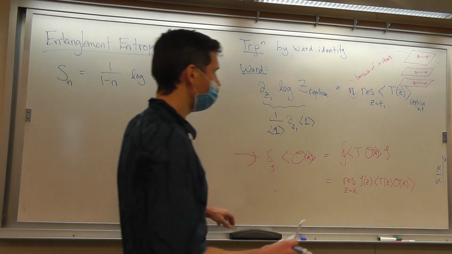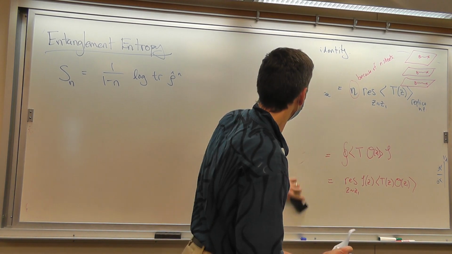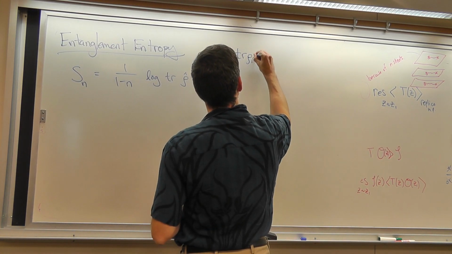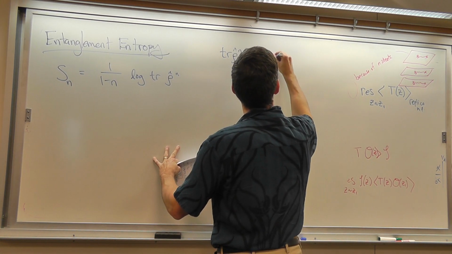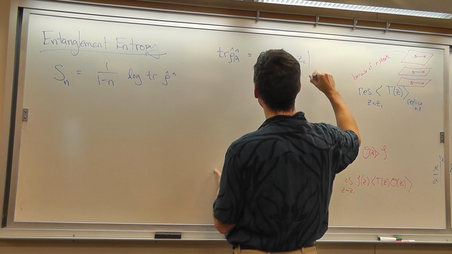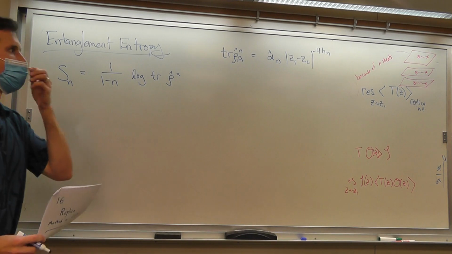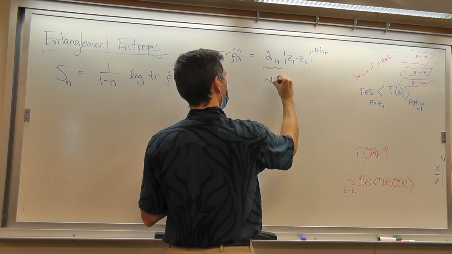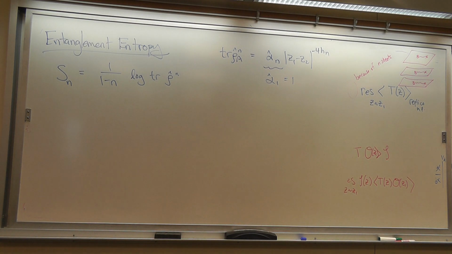Okay, I messed up my hats, so let me redefine my notation slightly, and that way my formulas will be correct. So the trace of rho hat to the n is, let's call this alpha n hat times |z1 minus z2| to the minus 4 h_n. Now this alpha n hat is unknown, but alpha 1 hat is equal to 1. That's what I should have said before.